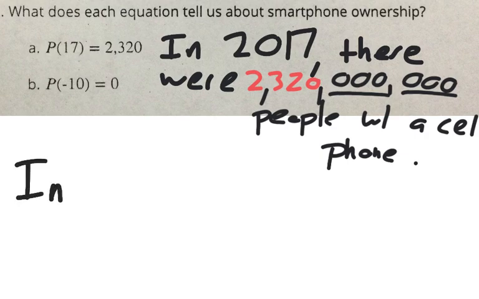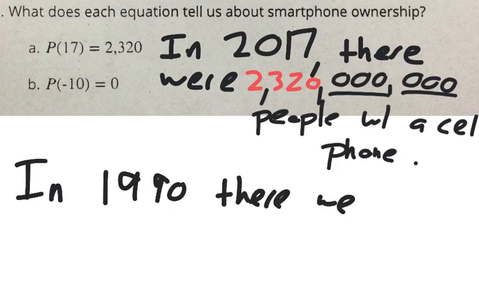What's the other number up there? I thought there were 0 cell phones at the time, though. There was. In 1990, there were 0 people with a cell phone.